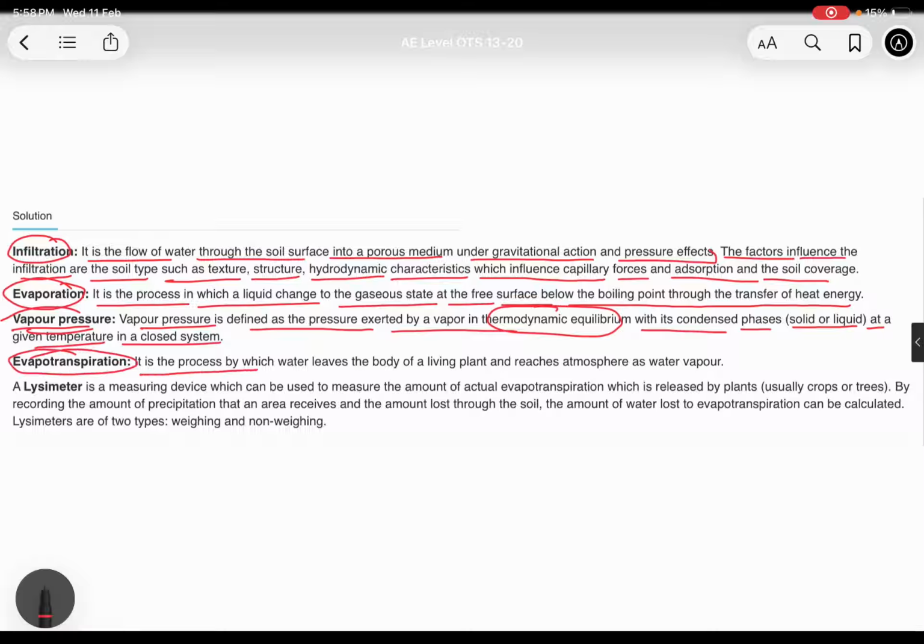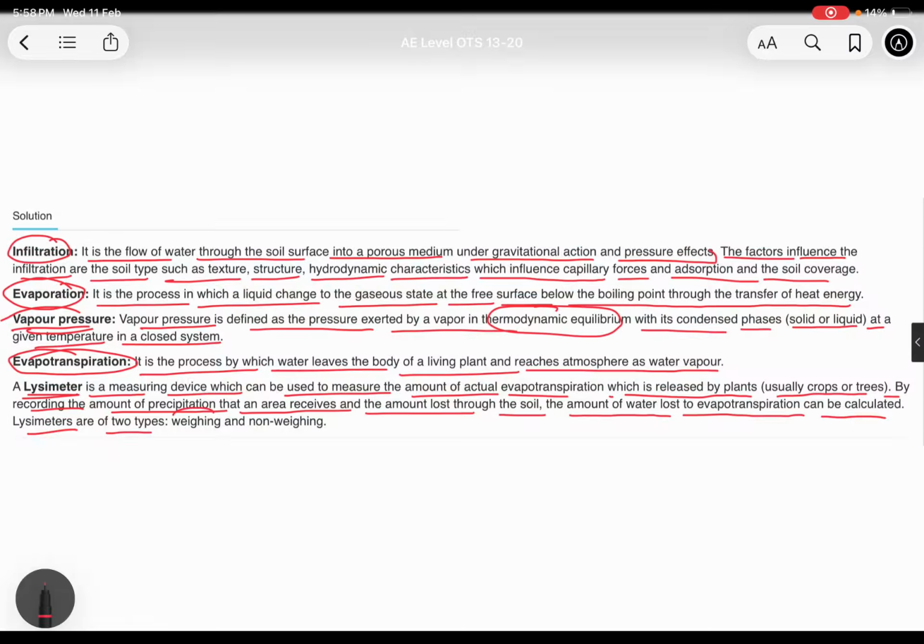Evapotranspiration is the process by which water leaves the body of a living plant and reaches the atmosphere as water vapor. A lysimeter is a measuring device which can be used to measure the amount of actual evapotranspiration released by the plant, usually a crop or tree, while recording the amount of precipitation it receives and the amount lost through the soil. The amount of water lost by evaporation can be calculated. Lysimeters are of two types, weighing and non-weighing.